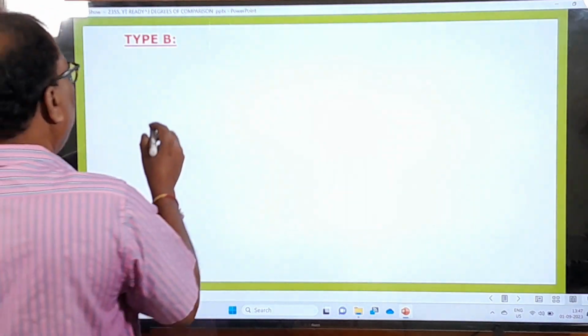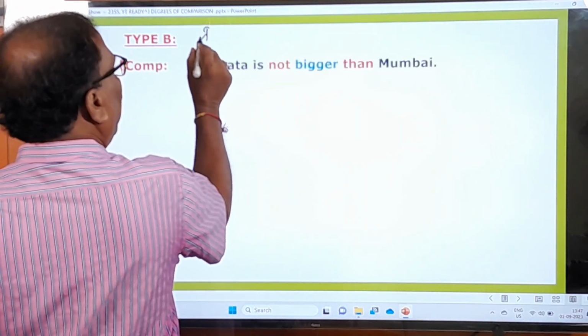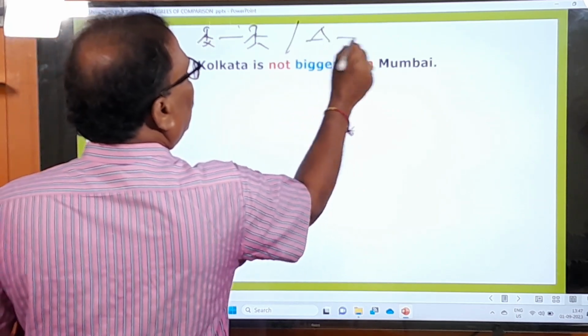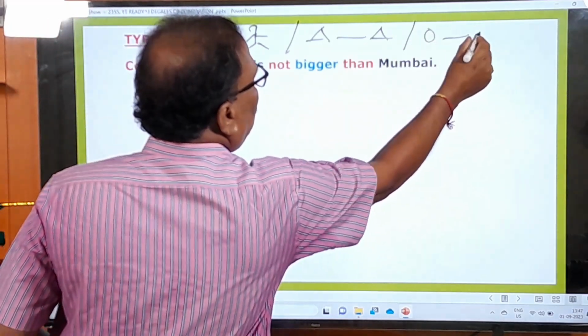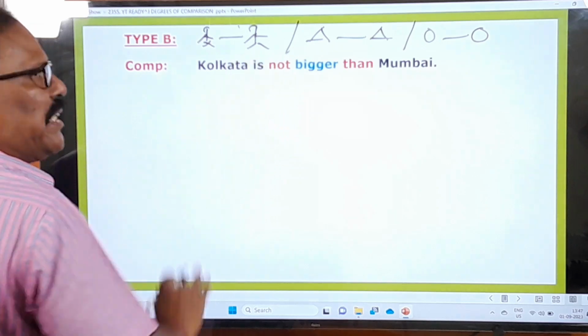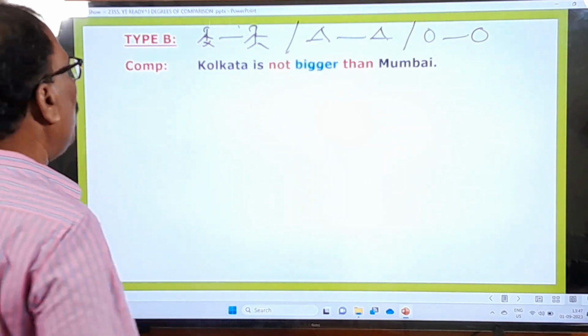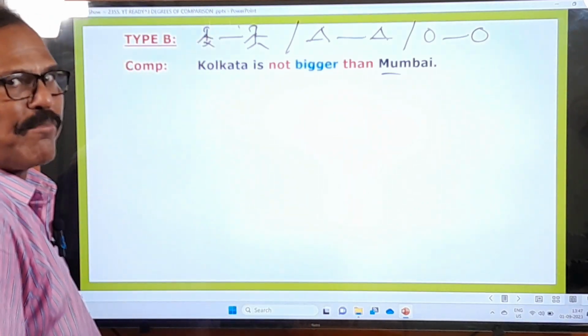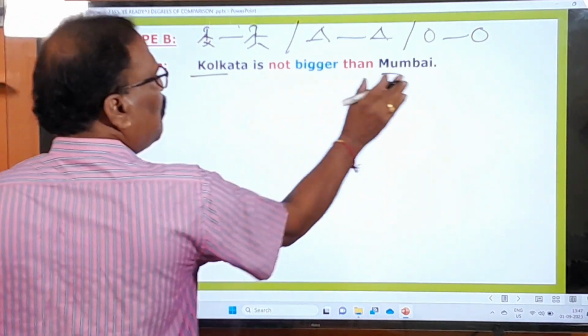What is this type B? In type B also we compare one person with another person, one thing with another thing, one place with another place. That is always there in method 1. This is method 1, type B. So here we are comparing. Kolkata is not bigger than Mumbai. Same, we are comparing Kolkata with Mumbai, right?